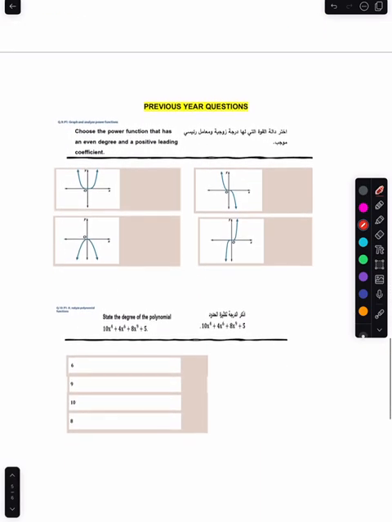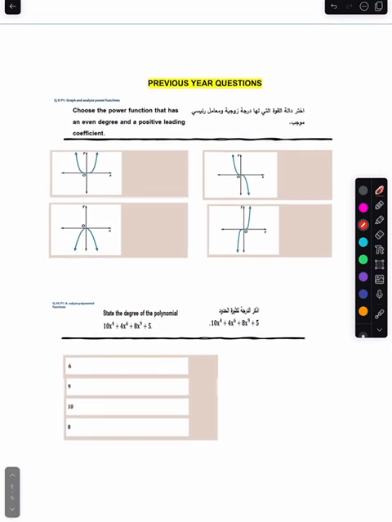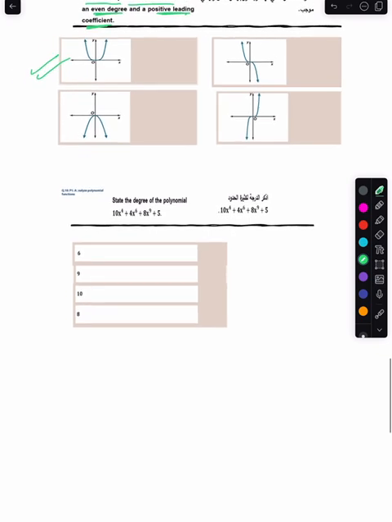Now these are some previous year question paper questions from last year. I have a few, and I will give you more similar ones. Choose the power function with an even degree and a positive leading coefficient. Even means both ends go in the same direction, positive means both go up, so you know what the answer is, right? Here the direct question was to state the degree of the polynomial.